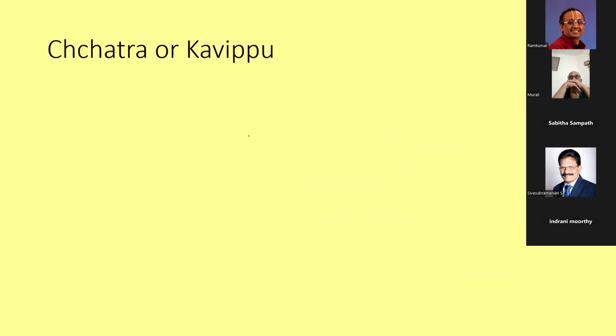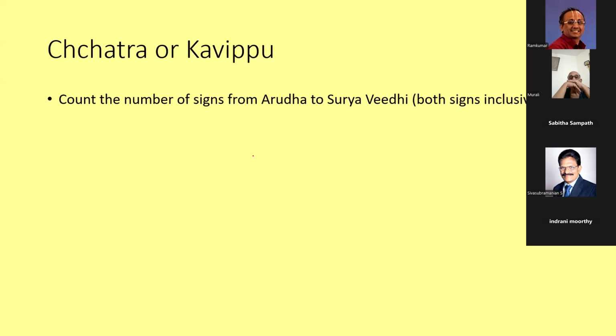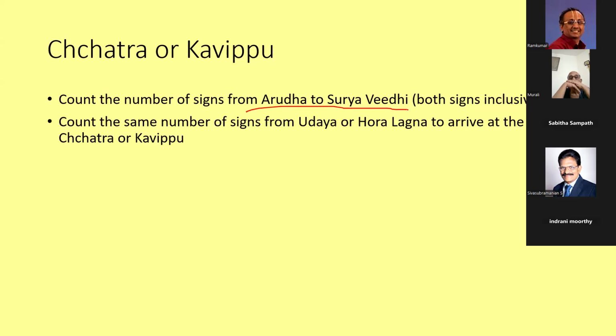So, now comes the interesting part. How I will calculate Kavipu or Chatra. First, you already have the Aruda, right? From Aruda to Surya Vidi, you will count both the signs, including. Then the same number of signs you will calculate from the Udaya to arrive at the Kavipu. Kavipu is the most important concept which is required in this Prashna.